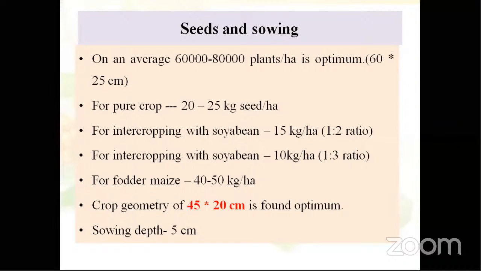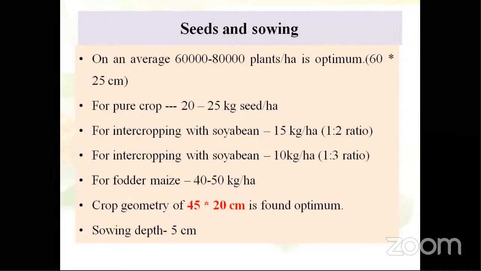Coming to seed and sowing, seed rate. What is the optimum plant population for 1 hectare area? Yes, what is the plant population? 60,000 to 80,000 plants per hectare is required. Then to obtain this many plants per hectare, how many kgs of seed do you have to sow? How do you calculate the seed rate?